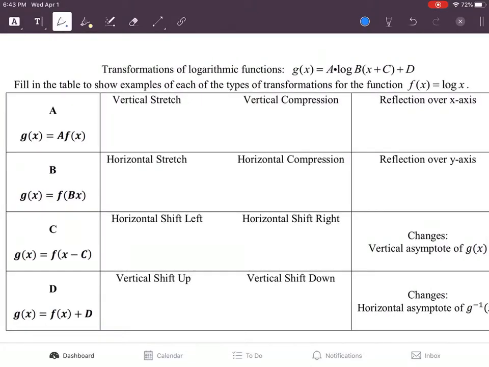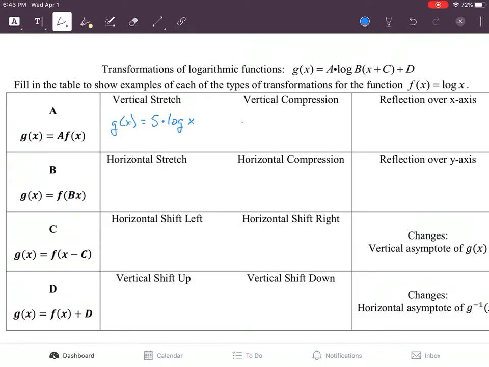So we have log of x. Remember, there's no base written, so that means the base is 10, so we don't have to write it. So we have g of x. A vertical stretch means we're going to multiply by something on the outside, so 5 times the log of x.